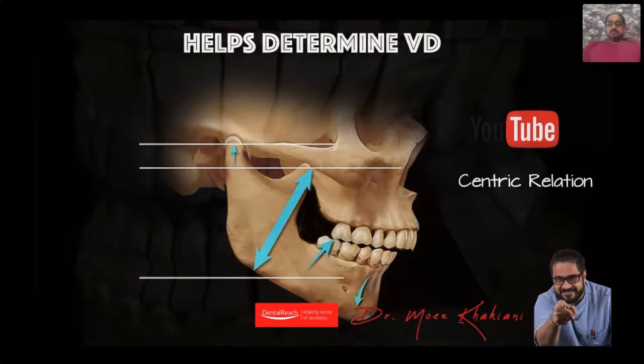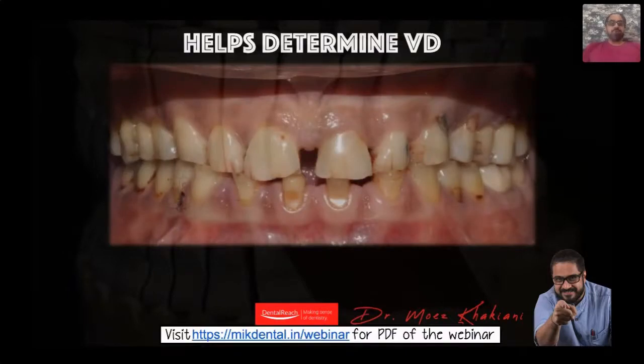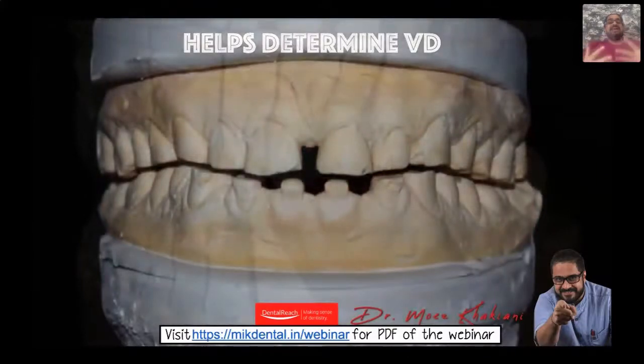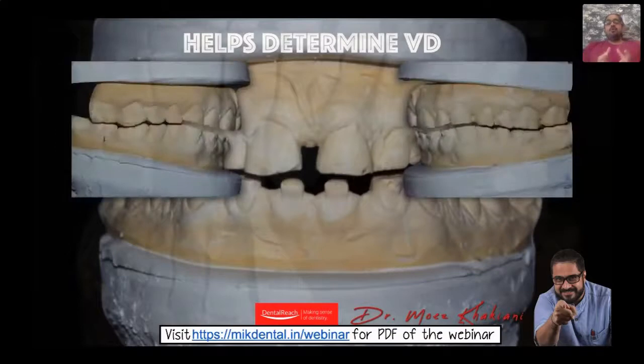Deprogramming and working in CR, friends, I cannot emphasize enough its importance when doing full mouth reconstructions. Look here. I have a patient who's a bruxer, classic attrition, edge-to-edge bite. In MIP, what happens when I deprogram? I deprogram, and can you see the mandible has gone back in the anteriors? There is a space. Look at the sides. This is no longer an edge-to-edge position. Lower incisors have gone into a class 1 relation.